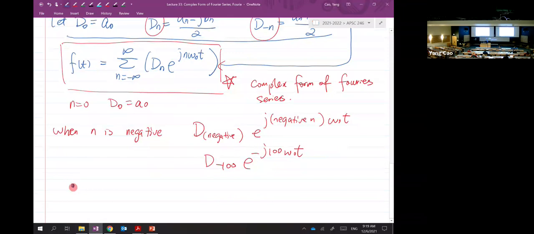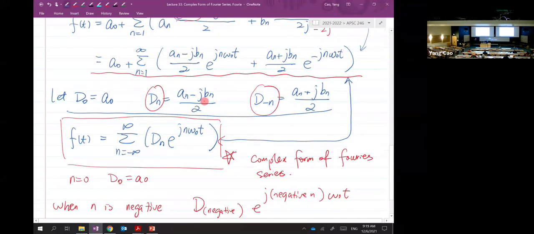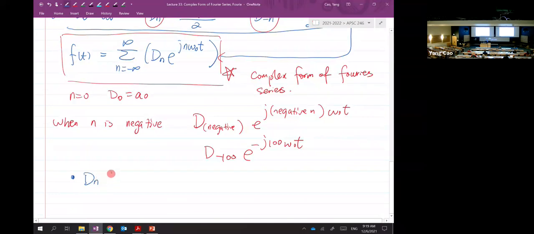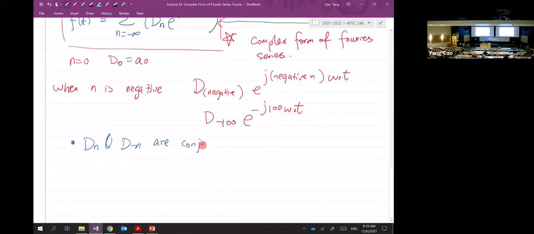A couple of observations. If you compare this dn with d negative n, you have this dn expression of an minus jbn over 2, and d negative n of an plus jbn over 2. Clearly, these two have just a sign difference. One is negative, one is positive. So according to our definition, these two are called conjugate complex, conjugate to each other.